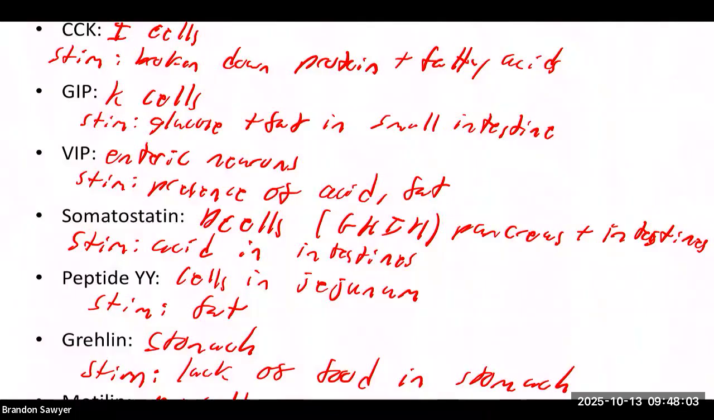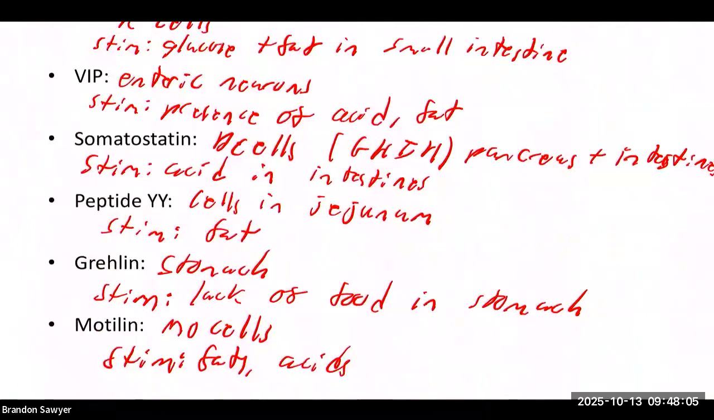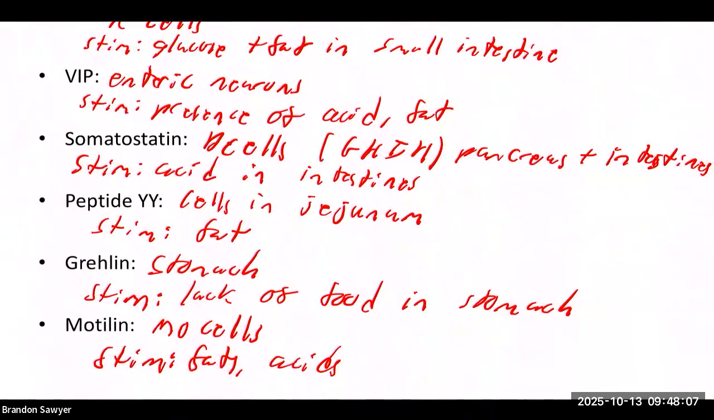Okay, peptide YY. The jejunum, okay, so that's the second part of the small intestine, right? The duodenum, jejunum, ileum. So the jejunum is the second part. When fat arrives in that part of our small intestine, peptide YY is released.